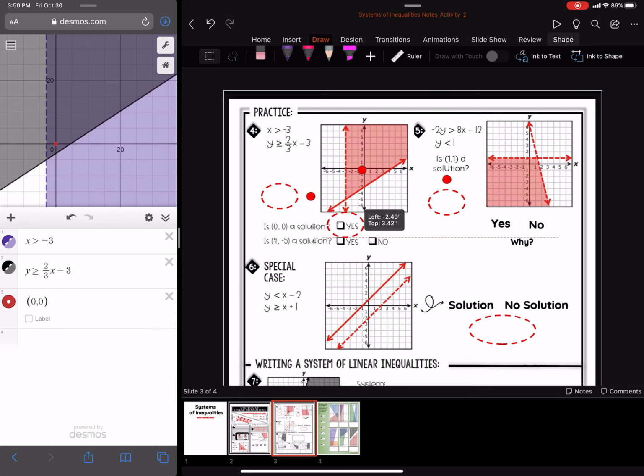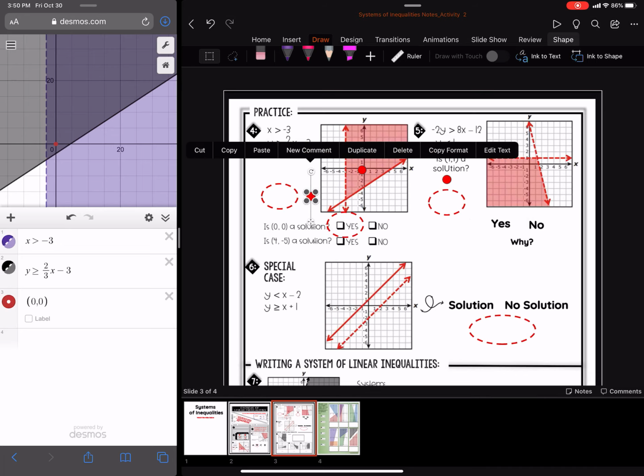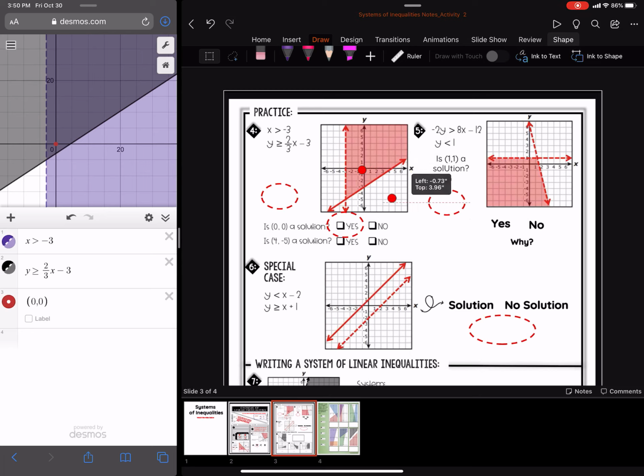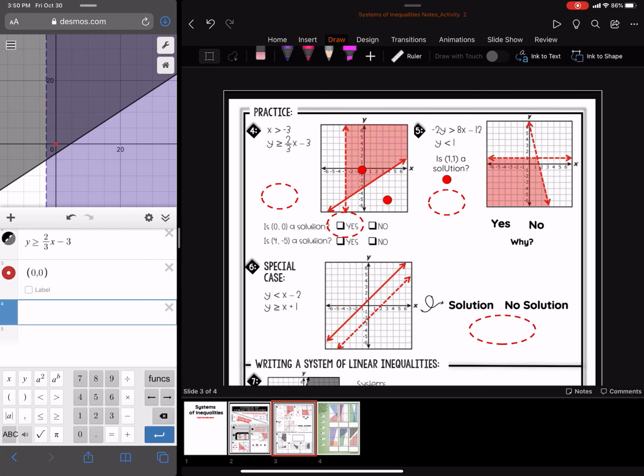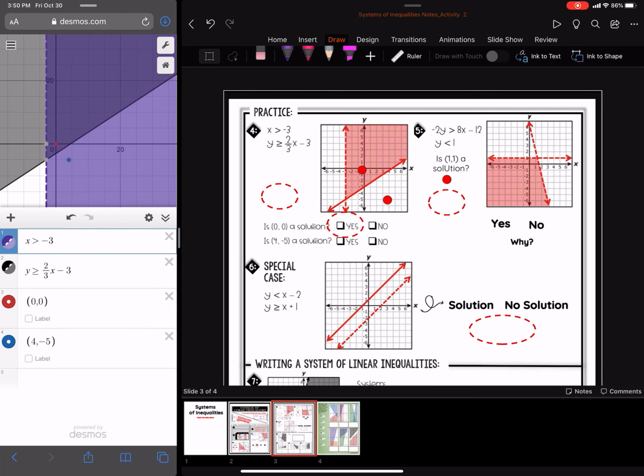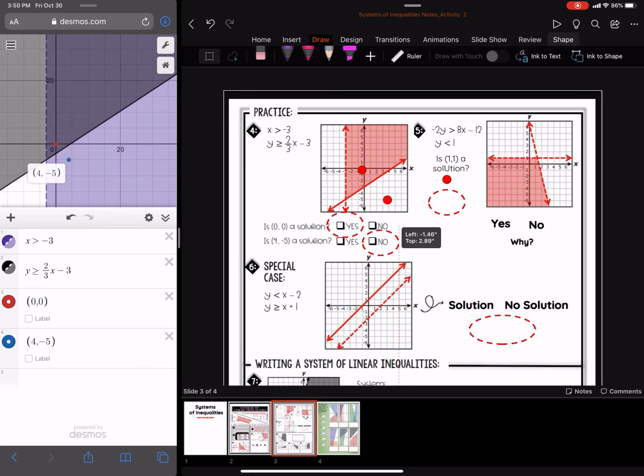(0, 0) would be. What about (4, -5)? So go over 4, go down 5. And the answer is no. And again, you can use Desmos for (4, -5), and you can see that that does not lie in the double shaded area. So that would not be part of my solution. So we would say no, that is not. And that is a very good question that I would probably put on a test. It's that easy. Is it a solution, yes or no? And then you would just have to say yes or no.